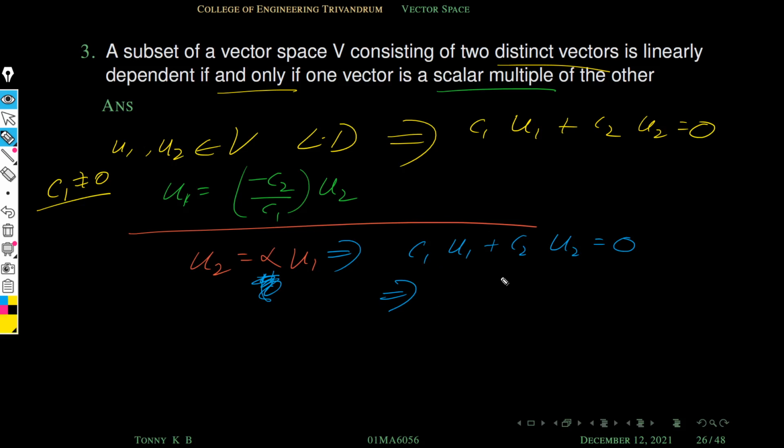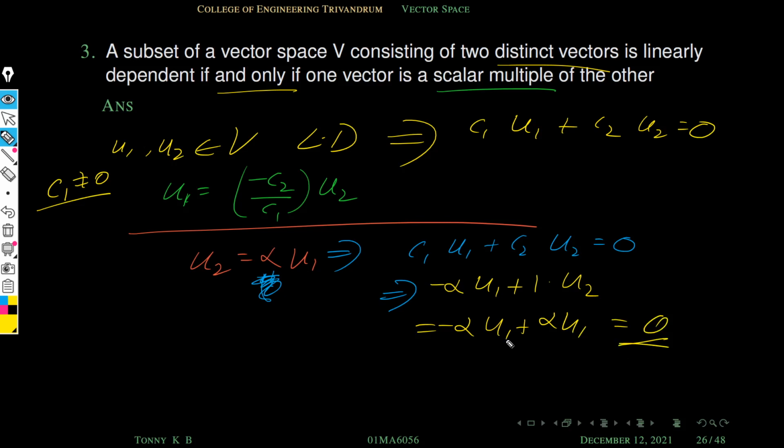Is it possible? Yes, it is possible. What are c1 and c2 such that the combination equals 0? Yes, if we choose c1 as minus alpha, alpha is a real number, so minus alpha is also a real number. Minus alpha u1 plus what is c2? Because our u2 is alpha u1, we can choose c2 as 1, that is, 1 times u2. And what about this? Minus alpha u1 plus u2, and u2 is alpha u1. So this becomes 0.